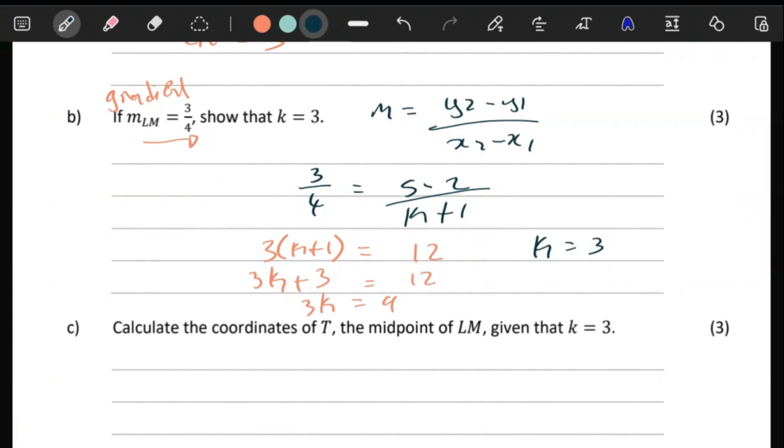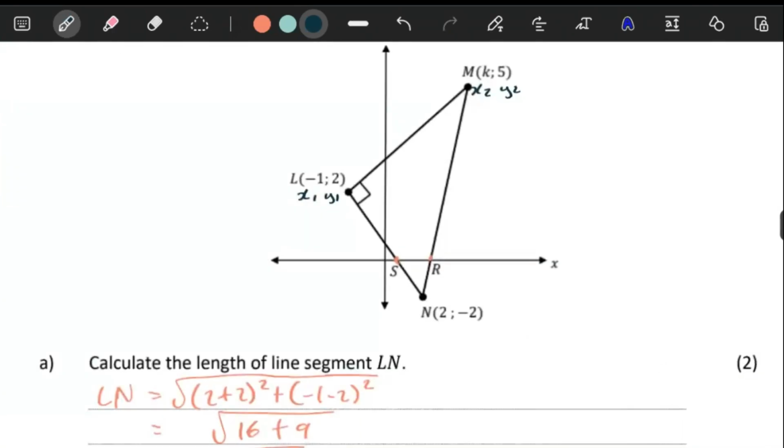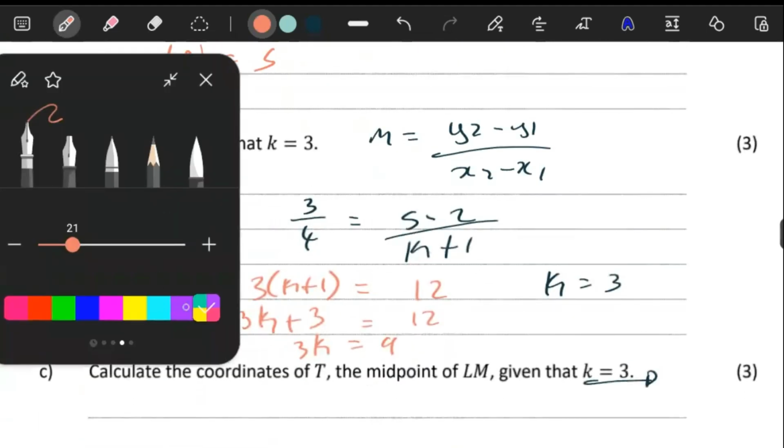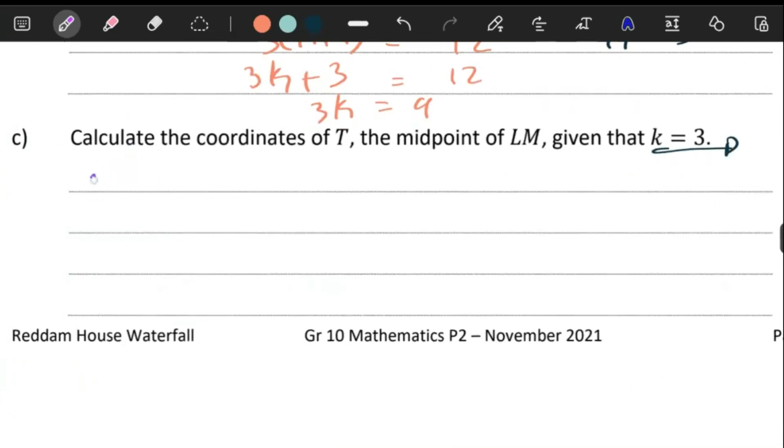Then you have got your 3 marks. Calculate the coordinates of T, which is the midpoint of LM, given that k is 3. So getting the midpoint of LM, nothing difficult there, because you can just use the midpoint equation, you see. Remember, the midpoint of x is going to be x1 plus x2 over 2. The midpoint of y is going to be y1 plus y2 over 2.